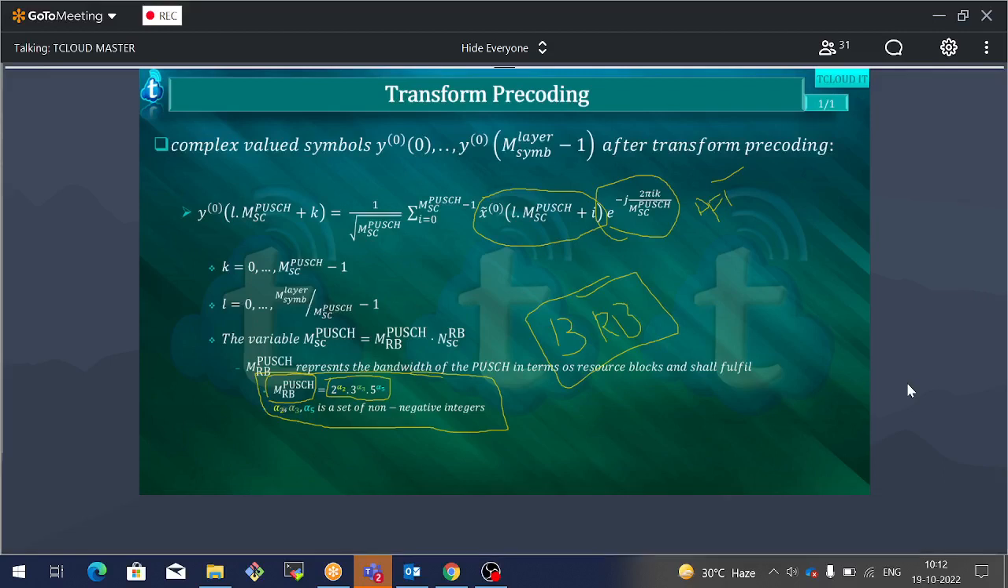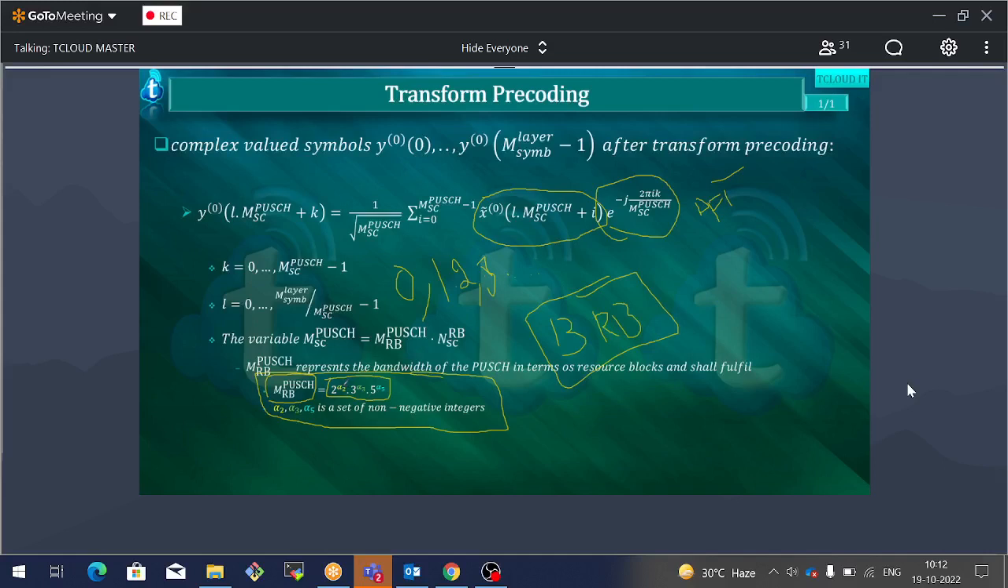So look at the rule. Alpha 2, alpha 3, alpha 5 are a set of non-negative integer values. What is the meaning of non-negative integers? Starting from 0 and upwards are called non-negative integers. So you are not allowed to use negative numbers. So 0, 1, 2, 3, 4, any numbers you can use. There is no restriction there. It depends on the total number of resource blocks. Fine.